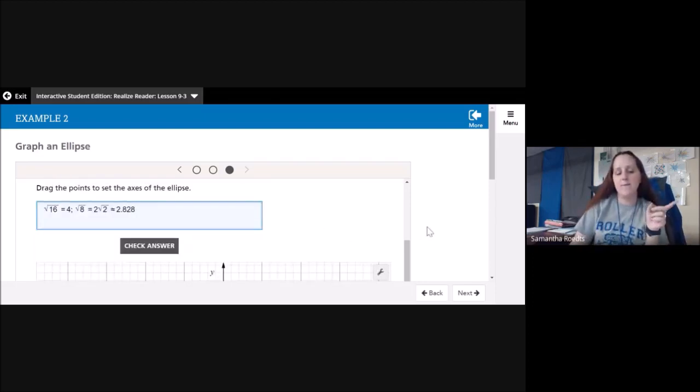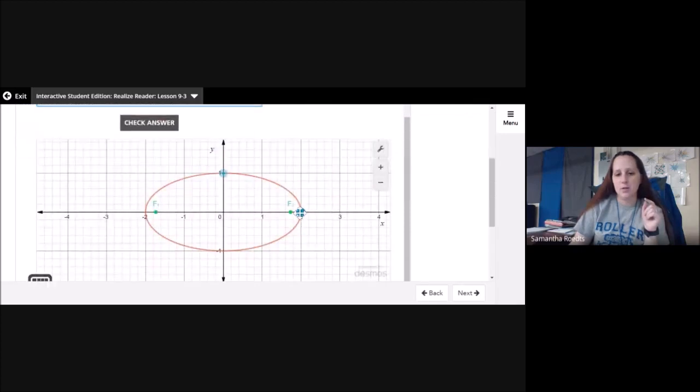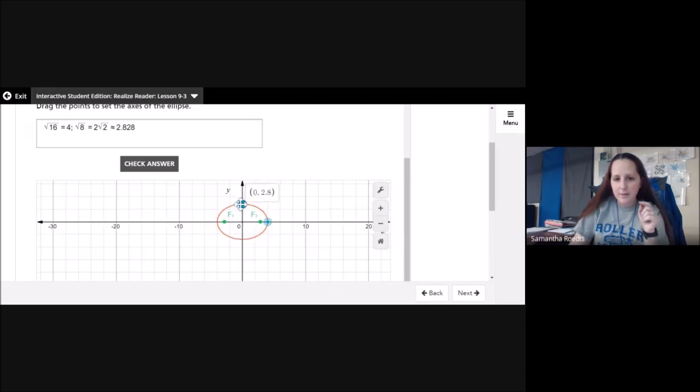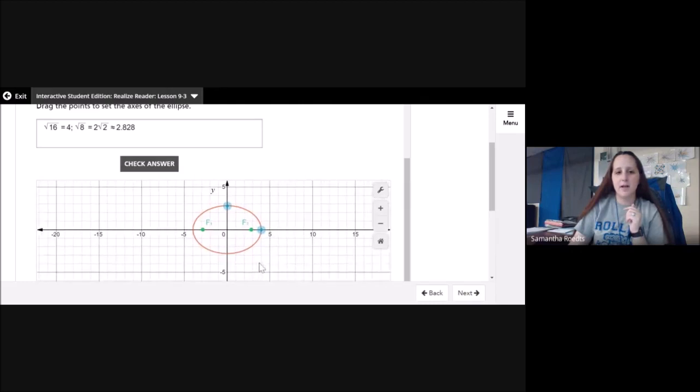So my points are going to be at (4, 0) and (-4, 0). And then my minor axis has values of (0, 2.828) and (0, -2.828). So back there, we'll go 2.8, okay? So there's my ellipse, and then I need to find my foci.